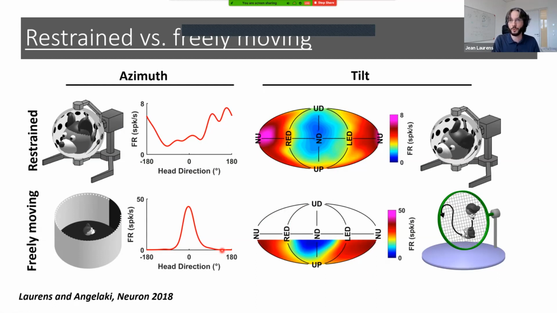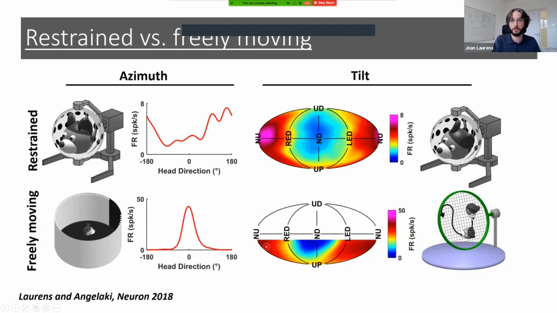This is because azimuth tuning is not anchored to the north. It is anchored to local cues, and these two environments are completely different with completely different local cues. Now let's look at tilt tuning. What we found is that the amplitude was also scaling up in exactly the same way, which indicates to us that tilt tuning is not just an artifact that you would see in a rotator, but it also exists in a free moving animal.